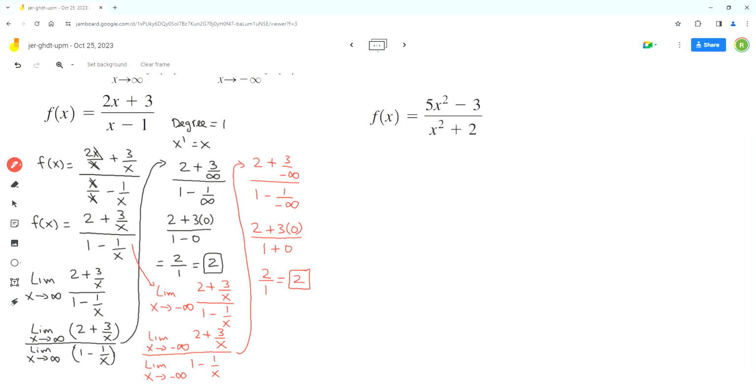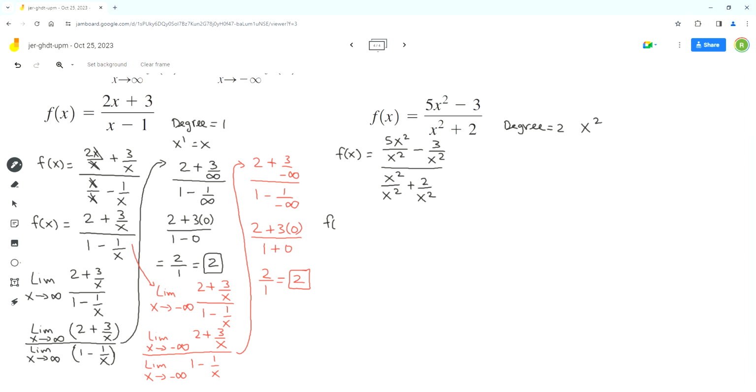So the degree of the denominator is equal to 2, because that's the highest power on the x. So we'll divide each term in the numerator and the denominator by x raised to the degree of the denominator. So it will be x squared. So we get f of x equals 5x squared over x squared minus 3 over x squared, over, now in the denominator we do x squared over x squared plus 2 over x squared.